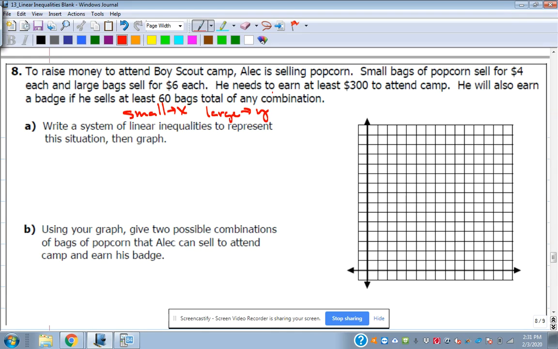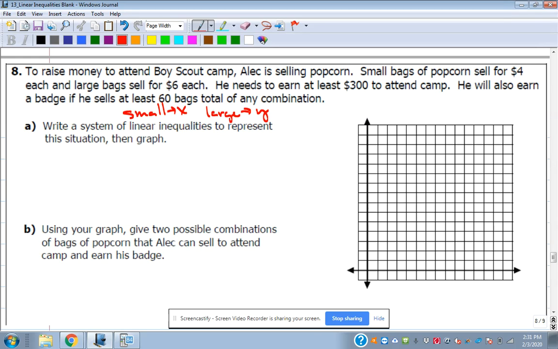It doesn't really matter which one you do that with, but the small one was listed first and the large was listed second. So that's how I'm going to do that. So we're going to have two inequalities to deal with here. One of them deals with money, and the other one deals with the number of bags we've sold. Okay, so there's two sentences there. One of them deals with the money, and one of them deals with how many bags total that we've sold of any combination. So let's do the money inequality first.